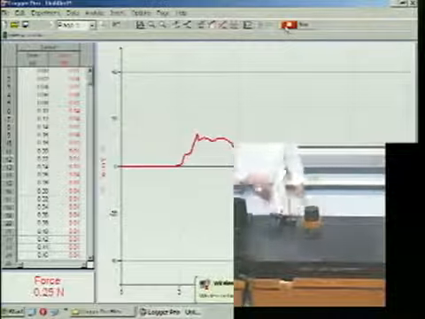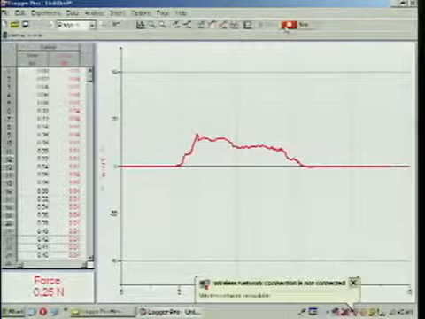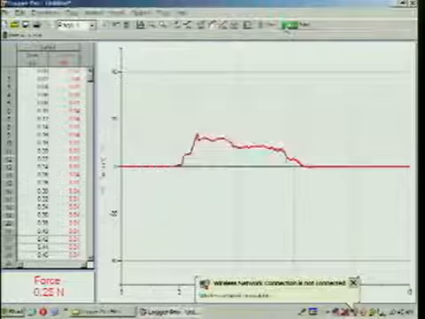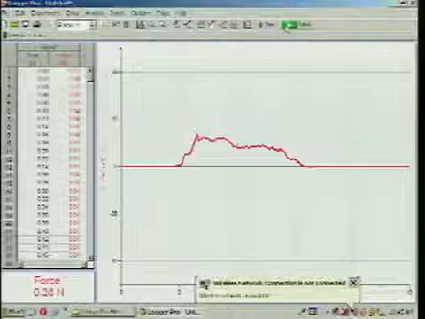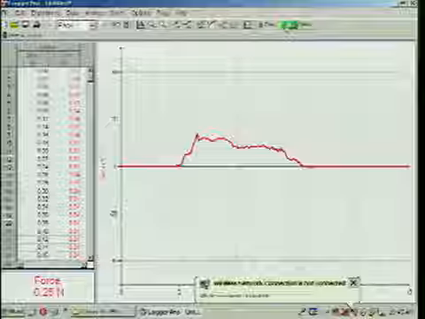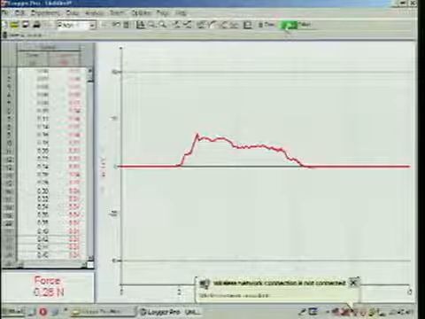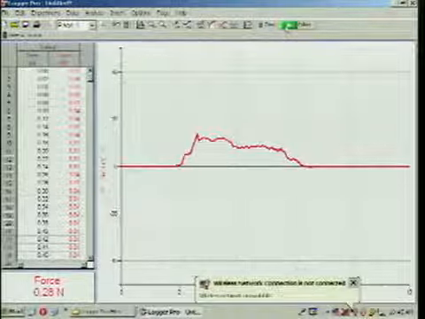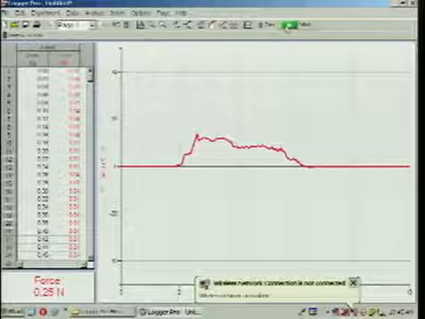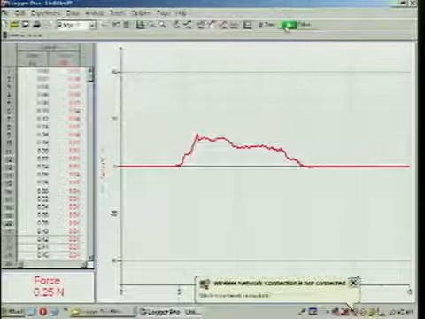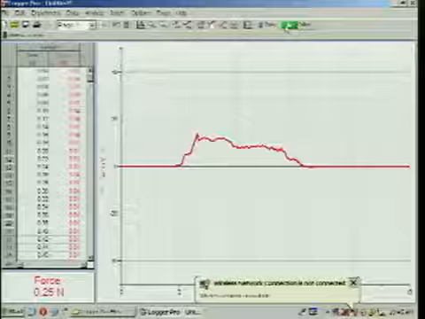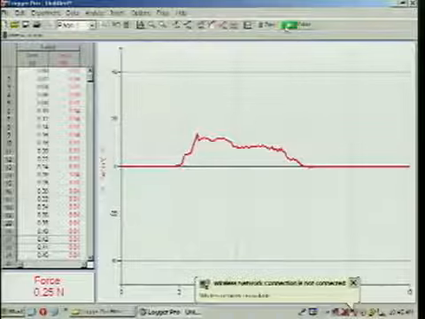Okay, it's not the cleanest plot in the world, but you can see up there that as I started pulling, I had to increase the force on it to get it to the point where it started slipping. That's where it's going up here on the left, and it peaks. Once it starts slipping, you see the force goes down. That's because it started sliding and the force decreased.